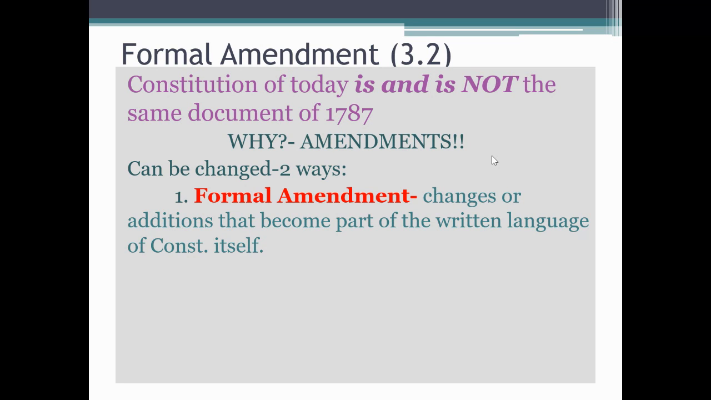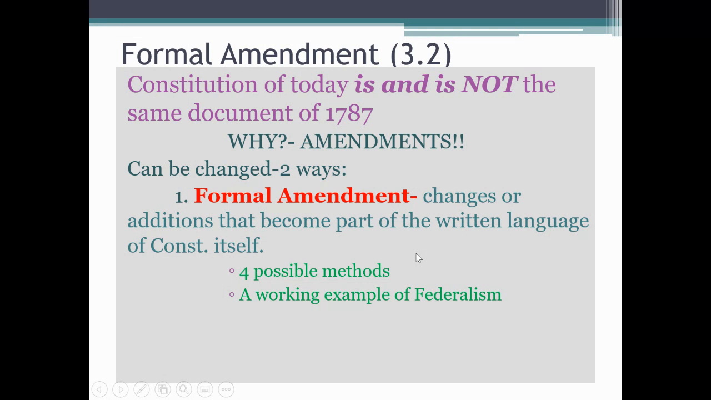Like in history class, we learned some of the amendments. You just went over the Bill of Rights. Those are formal changes, so they have become part of the written language of the Constitution. There are four ways to do that. We're really just going to look at the first method because that is the one that's been used the most. Not that the other three aren't important, but for our purposes, we're just going to look at that.